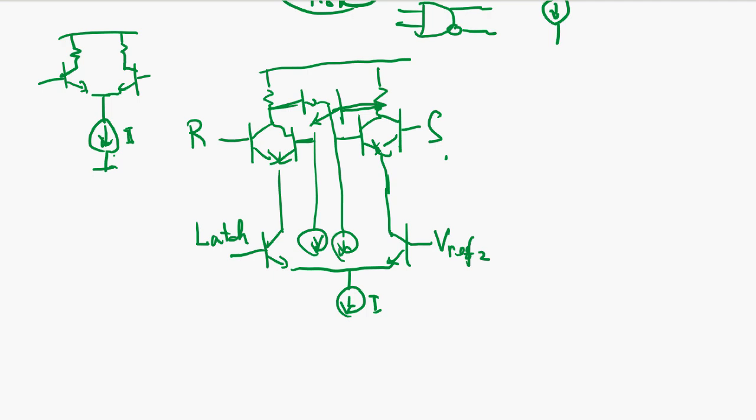Of course, this RS signal has to be settled before latch enable. Let's make it D, right? And this side is D bar.